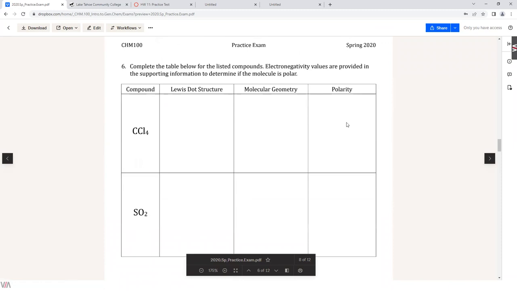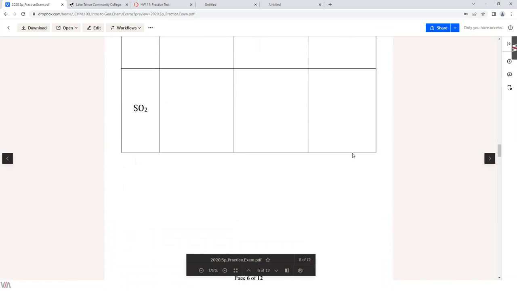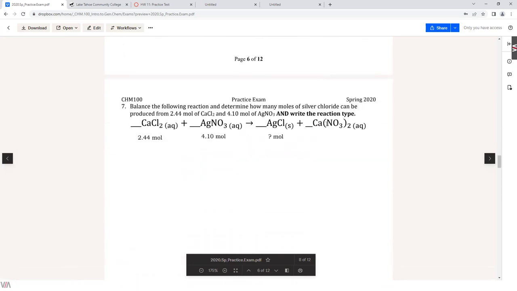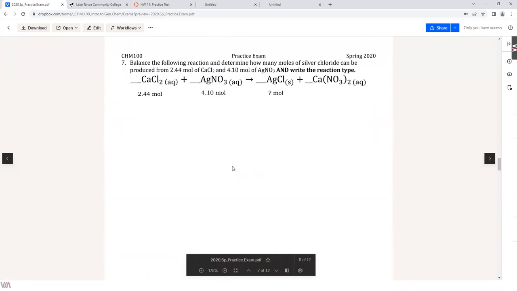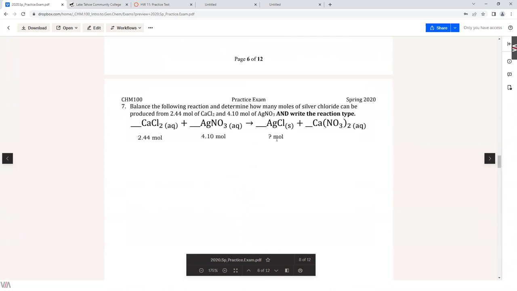Lewis dot structures, molecular geometries, polarity, whether it's a polar molecule or not. So that probably has some review because it's been a bit now, right? It's been a minute. And then just into stoichiometry and tell me what type of reaction it is. Balance it. How much product can you make? What's the limiting reactant? Those types of questions.